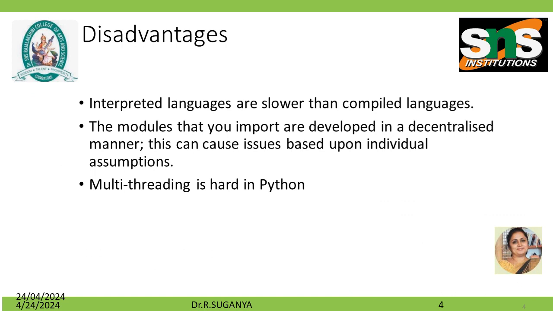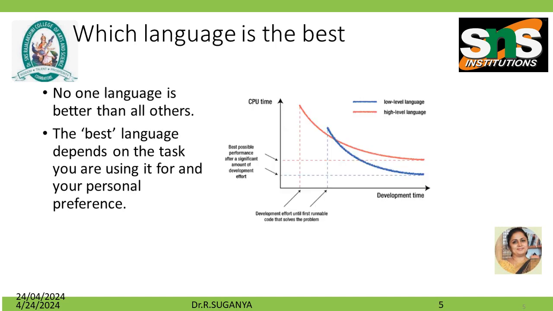Disadvantages. Interpreted languages are slower than compiled languages. The modules that we import are developed in a decentralized manner. This can cause issues based upon individual assumptions. Multi-threading is hard in Python.